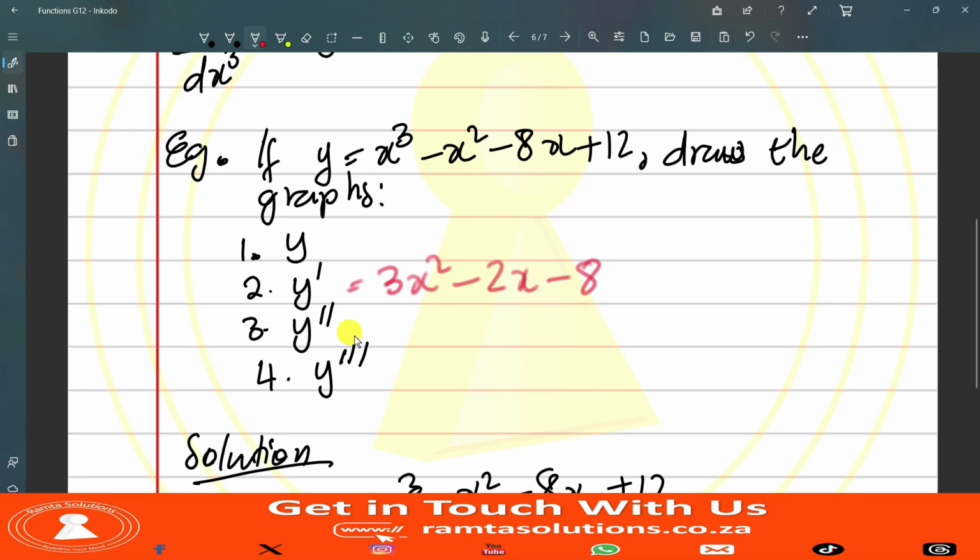Now, what about y double prime? With y double prime, we remember we must differentiate y prime. So it'll be 6x minus 2. And then y triple prime will simply be 6. Do you guys see this? It'll simply be 6.